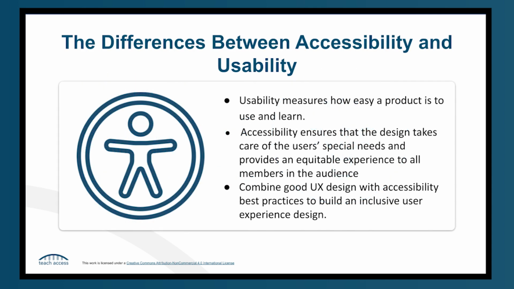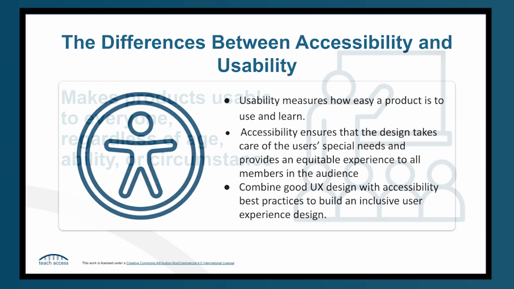Usability measures how easy a product is to use and learn. It also refers to how functional a product is and whether users can perform tasks quickly. Accessibility ensures that the design takes care of the user's special needs and provides an equitable experience to all members in the audience. Together, usability and accessibility enhance the user experience for all.